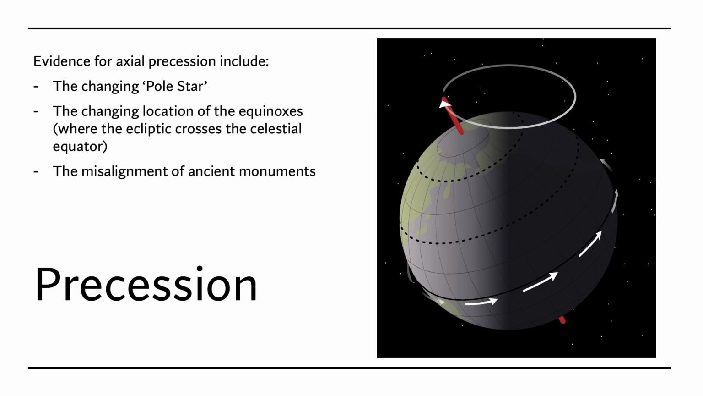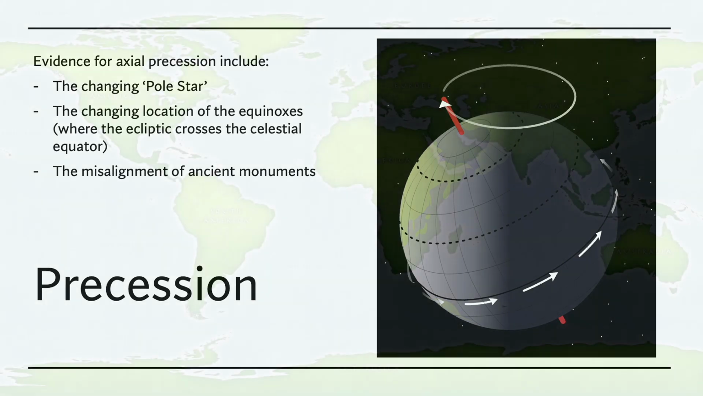Evidence for this axial precession includes the changing pole star, the changing location of where the equinoxes align, which is where the ecliptic crosses the celestial equator, as well as the misalignment of ancient monuments.